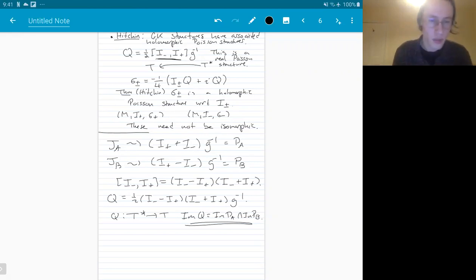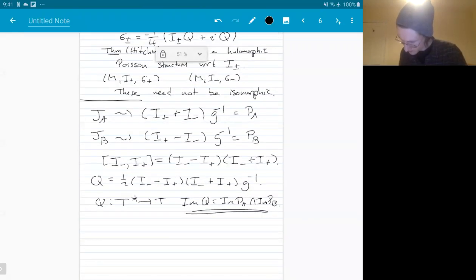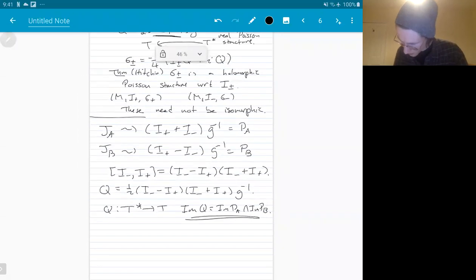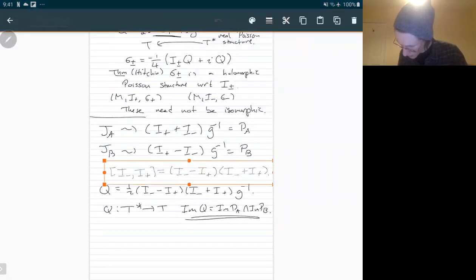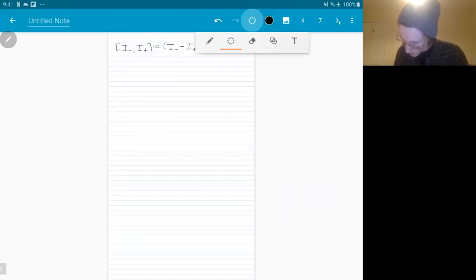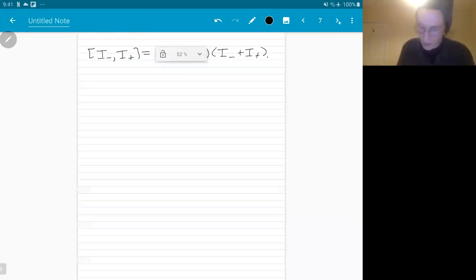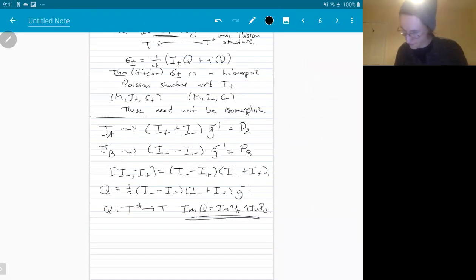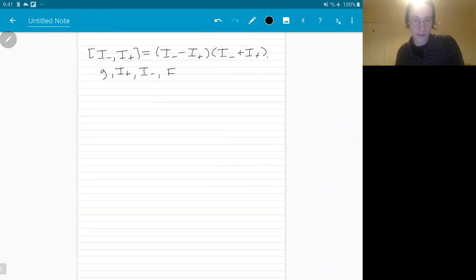Right. So, okay. I just want to recall this. I just want to keep this fact. It's kind of useful. So we'll just keep it there. So far we have all of these different tensors: G, I plus, I minus, F, which, if you remember, was minus 2G (I plus I minus) inverse. And then we also have Q.